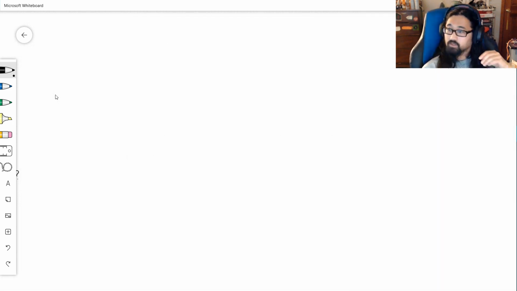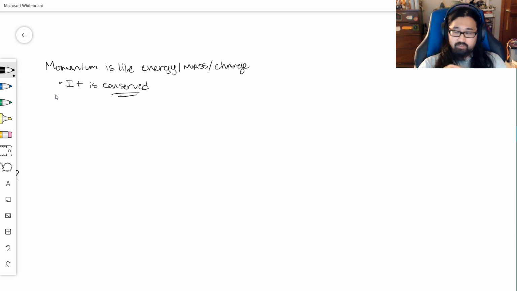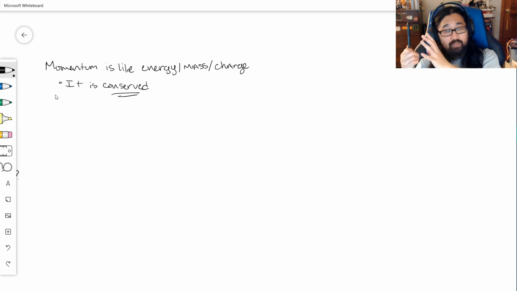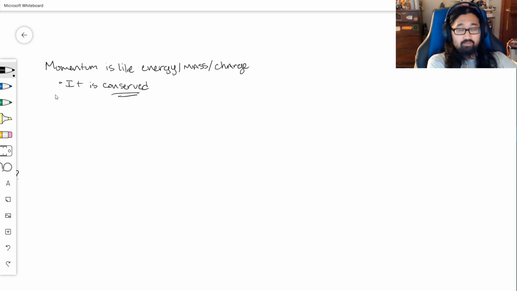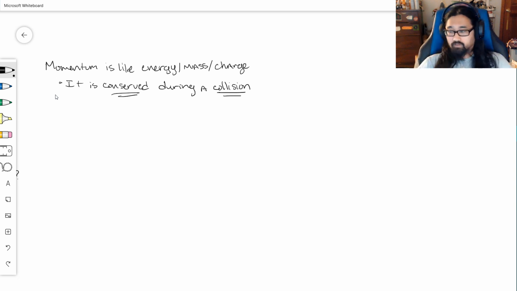Momentum is like energy and mass and charge. It is conserved. And if you remember last year, in chemistry, we talked about conservation of energy, conservation of mass, conservation of charge. Basically meant that at the beginning of a reaction, if you have a certain amount of stuff, then that all has to be conserved at the end. Same applies here. It is conserved during a collision, right? And collision is kind of your keyword to know that you're probably going to be using momentum, right?